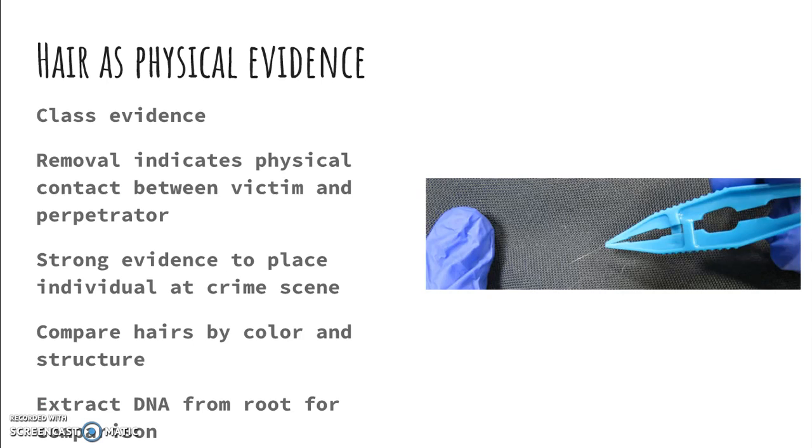When crime scene investigators look at these hairs, or the trace analysis looks at hairs, they compare hairs by color and structure, which we'll see in later lectures. They can also extract DNA from the root, as well as a couple other different places.